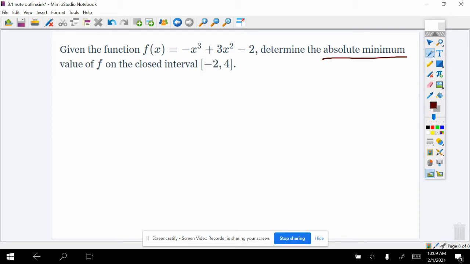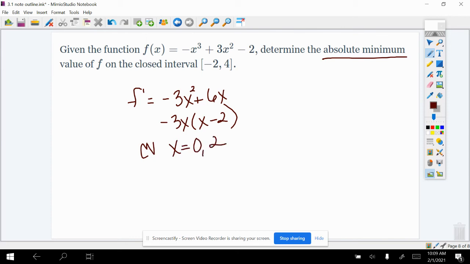So you still go through this process. So you're still going to take the derivative to get your critical values. So -3x squared plus 6x. I can pull out a -3x, which gives me x minus 2. So my critical values are 0 and 2, which both are in the interval. Again, you want to make sure you're not checking values that don't even end up in the interval, or else you could get a minimum or a maximum that's not what they were asking about.